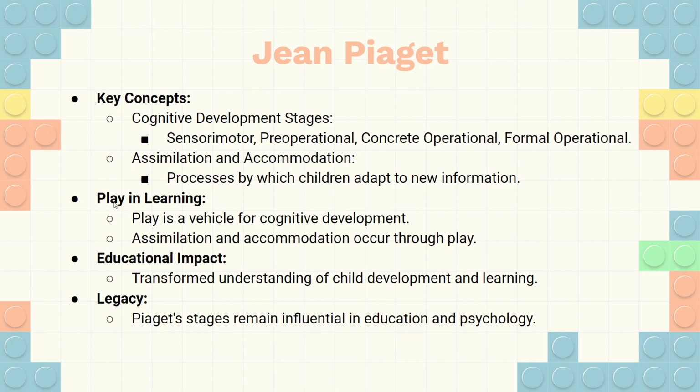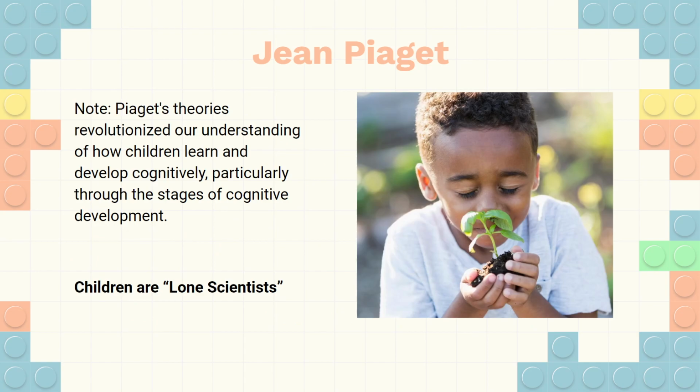Children, like I was going to say about play and learning, play is a vehicle for cognitive development, and that is where assimilation and accommodation occur. It provides a major environment for it. Educational impact, transformed understanding of child development and learning, and these remain very influential, and of course both Vygotsky and Jean Piaget are prominent figures in our text.